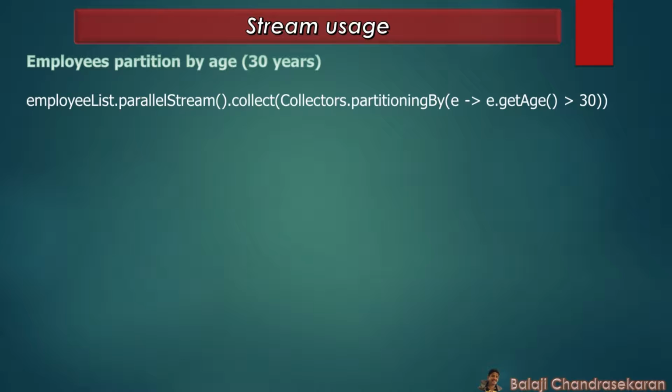The resulting map will have two partitions, one for employees older than 30, keyed by true, and the other for employees 30 years old or younger, keyed by false. Finally, if we have a list of employees and we apply this operation, we shall get a map where the key true contains the list of employees older than 30 and the key false contains the list of employees 30 years old or younger.